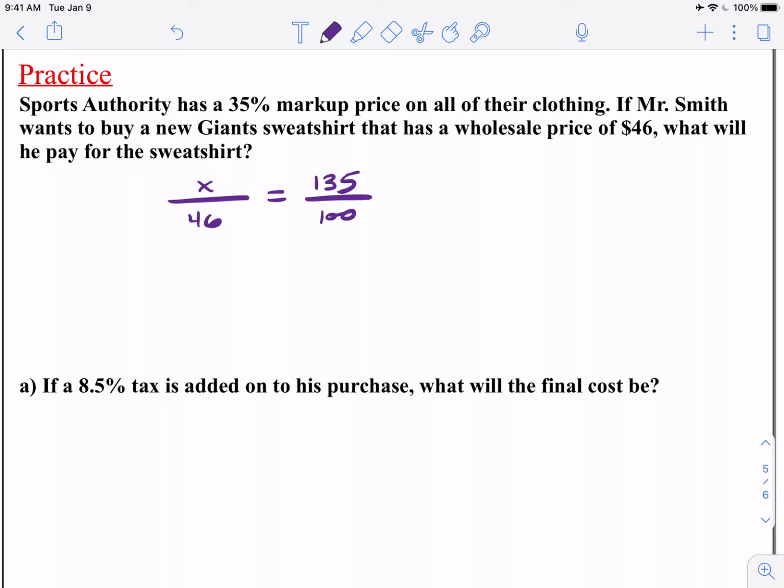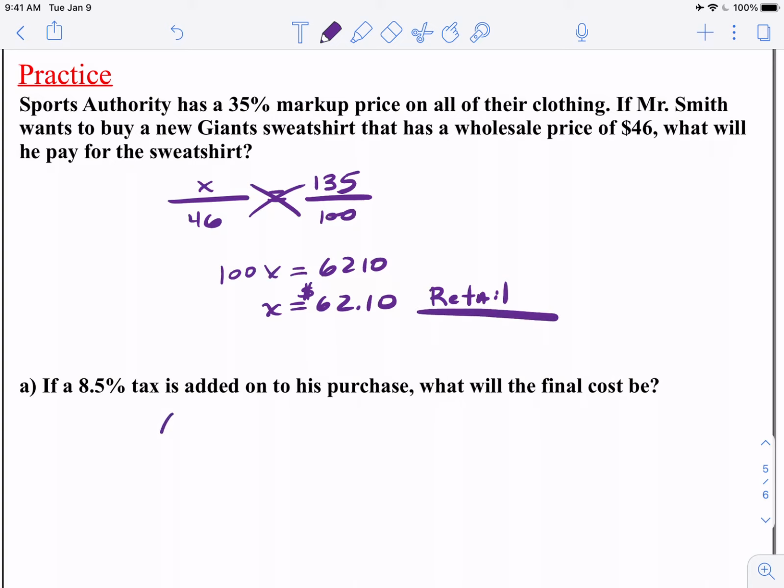Once again, we're finding the retail price. We're going to cross multiply to give us 100x. And 46 times 135 is going to give us 6210. Now our answer here is going to be $62.10, moving the decimal over twice. So that's the retail price. And now more realistic, the fact that we have to add tax on top. So we're going to take 62.10. We'll talk about this one 2 ways, what the final cost is going to be.